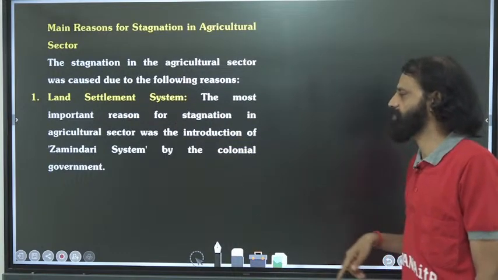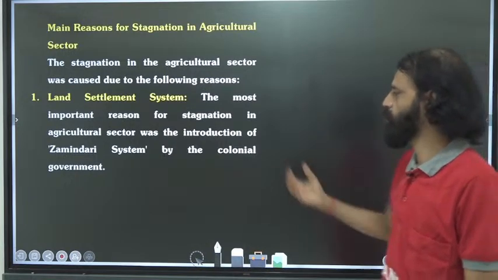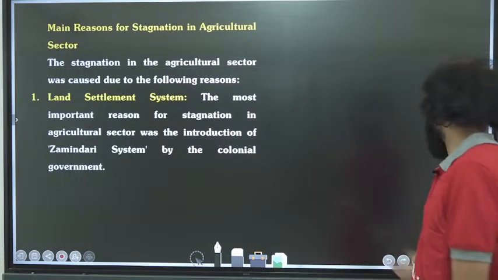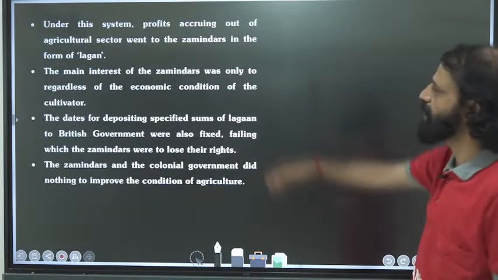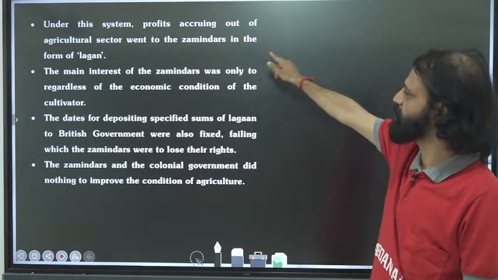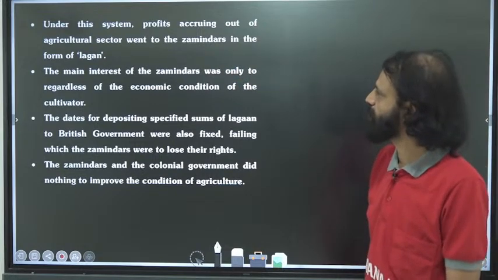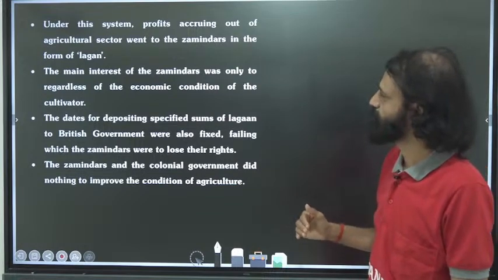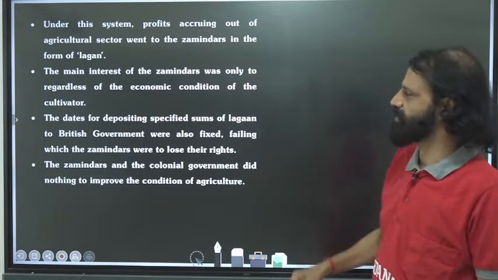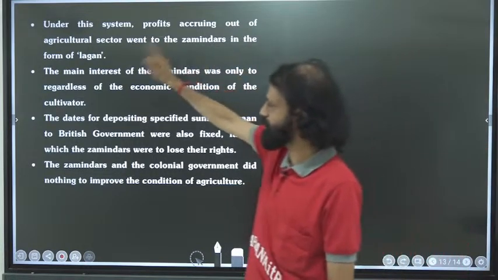The farmers' land went to the control of zamindars. The zamindari system totally destroyed the agricultural sector. We will come to know more about this. Under this system, profits accruing out of the agriculture sector went to the zamindars in the form of lagan. Lagan was a tax. In the form of this tax, the profit went to the zamindars. That also destroyed the agriculture field. That you need to remember.